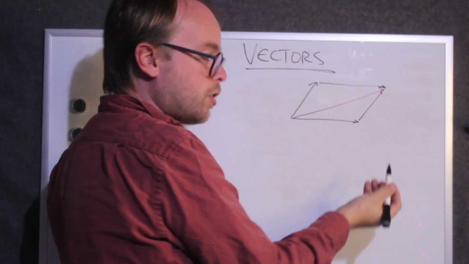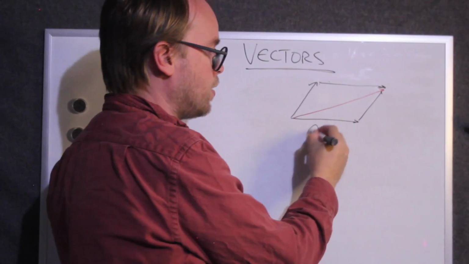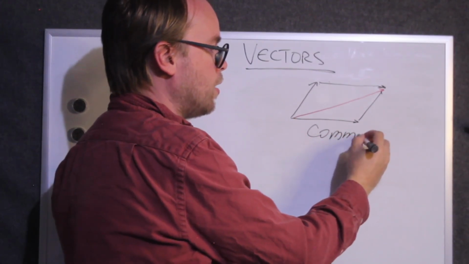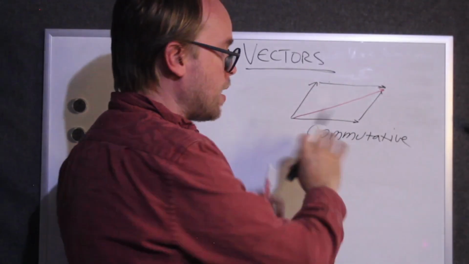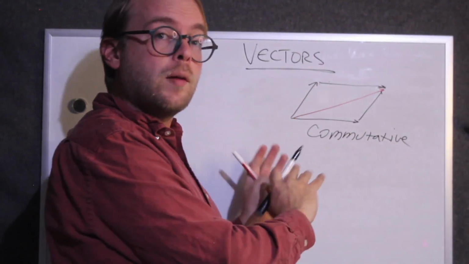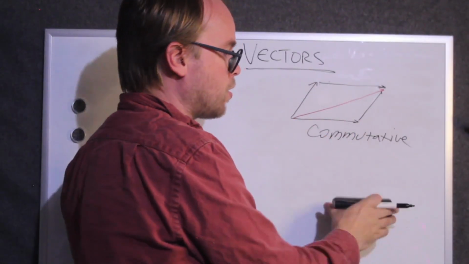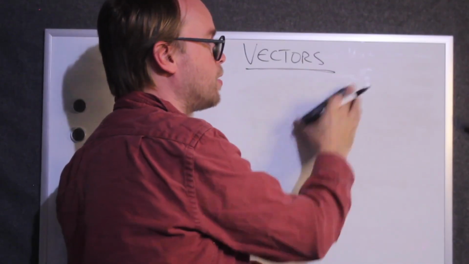So this is an expression that vector addition is commutative. That means that you can do them in whatever order. It commutes. Just like regular addition. 2 plus 3 is 5 and 3 plus 2 is 5.